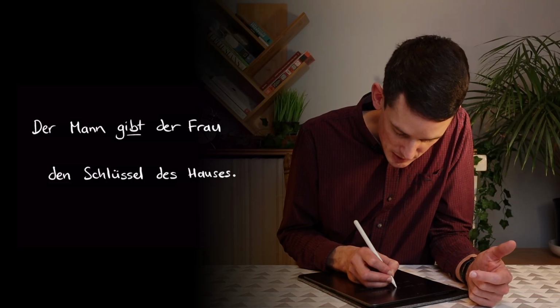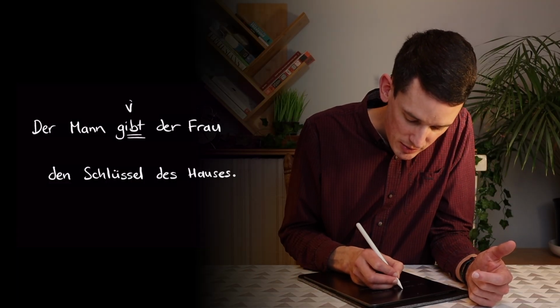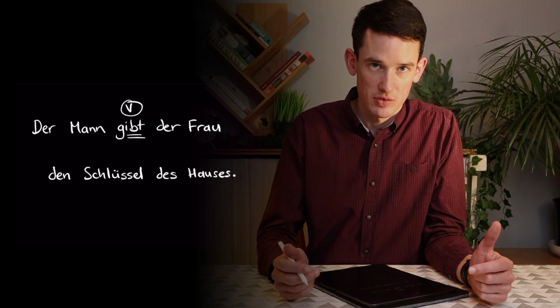Okay, so looking at this sentence, the first thing we want to establish is where the verb is. And the verb is clearly here, it's gibt. So let's just put 2 lines under gibt and put V above it. Because when it comes to cases, we're always just talking about nouns. Verbs have pretty much nothing to do with cases for the purposes of this exercise.